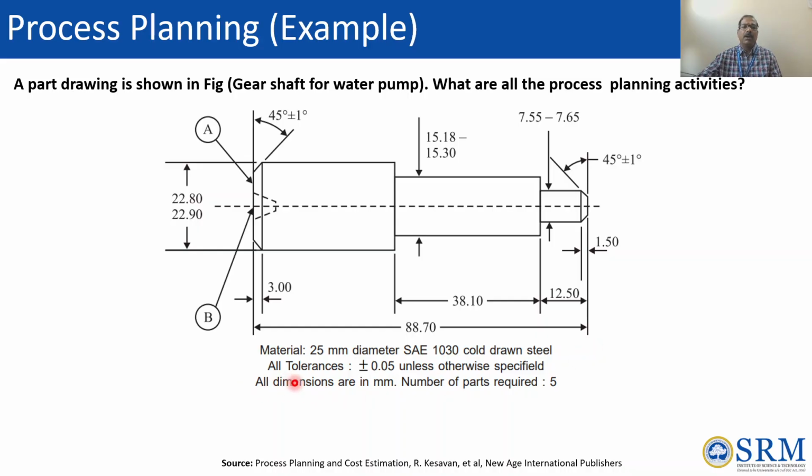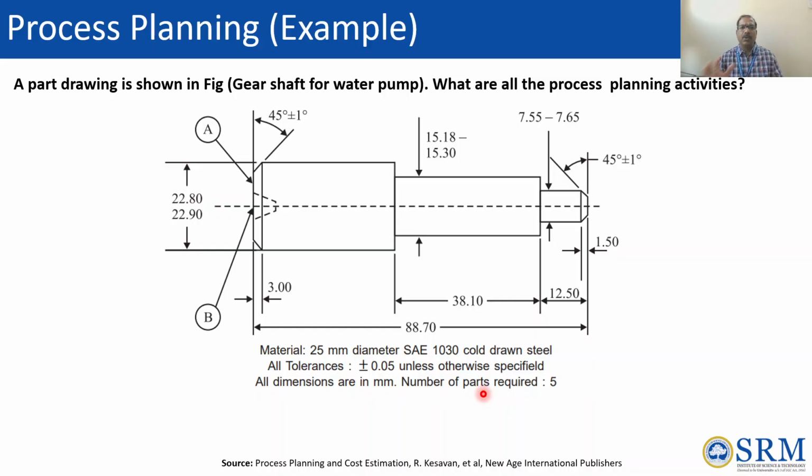Okay, then a tolerance value is given: plus or minus 0.05 unless otherwise specified. If a tolerance value is not given, we have to take plus or minus 0.05, and if it is given we have to consider that, like plus or minus 1 degree. So all the dimensions may be in centimeter or something else, but here it is clearly given that all the dimensions are in millimeter. How many parts are needed? 5 numbers are needed. So this is a classical example where we need to prepare a process planning activity.